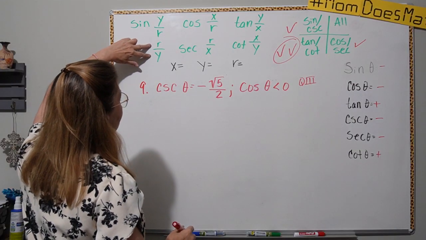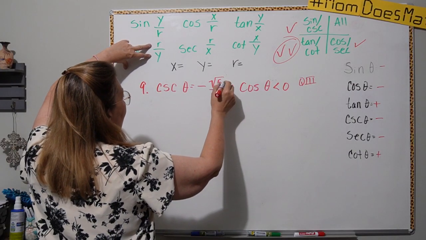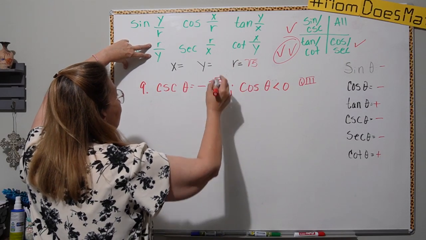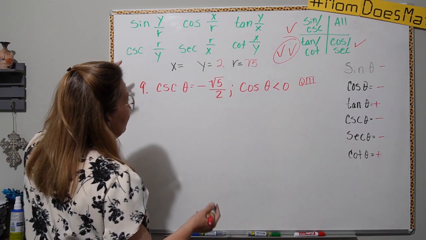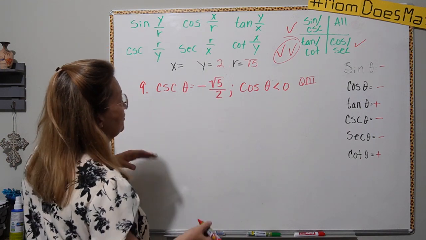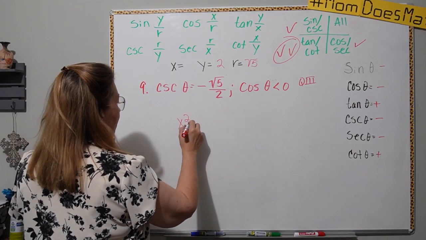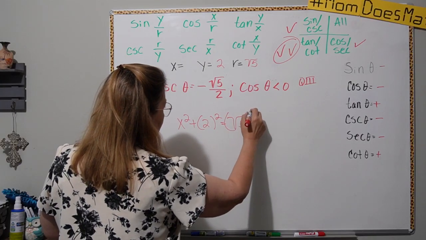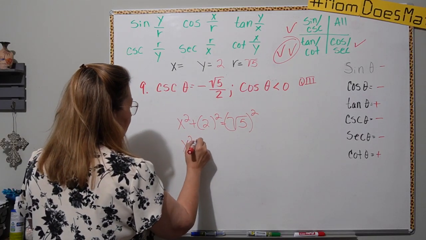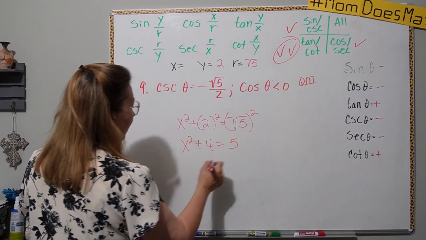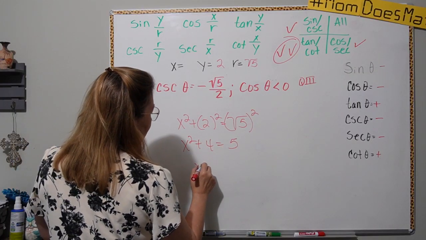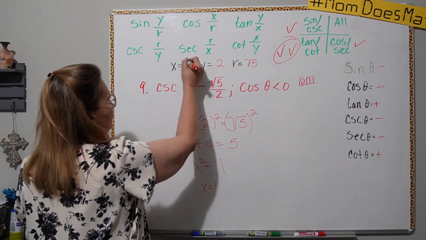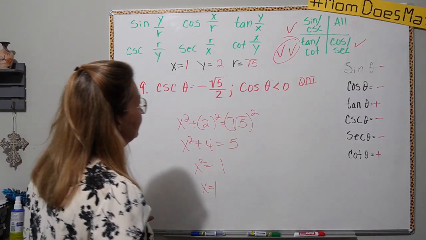Now cosecant is r over y. So my r is square root of 5, and my y is 2. So how do I find my x? Well, we're going to use the Pythagorean theorem. So I have x squared plus 2 squared is equal to square root of 5 squared. X squared plus 4 is equal to 5. Subtract 4 from each side, so x squared is equal to 1. Take the square root, and x is equal to 1. Now, let's start filling in.